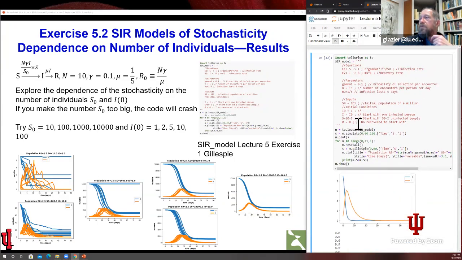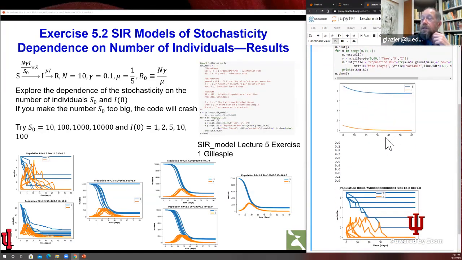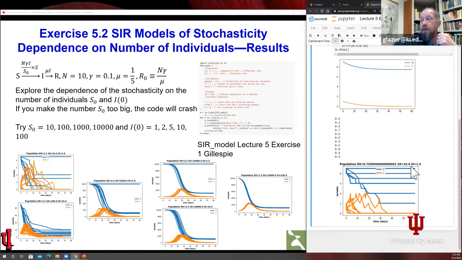If I make R naught small, in this case, there's no infection. This is going the opposite way. Here, my R naught is 0.75. For R naught 0.75, my ODE says there's no epidemic. And so a few people get infected and then the epidemic dies out. In my stochastic simulation, that happens sometimes, but there are some cases where almost everybody gets infected, even though R naught was small.